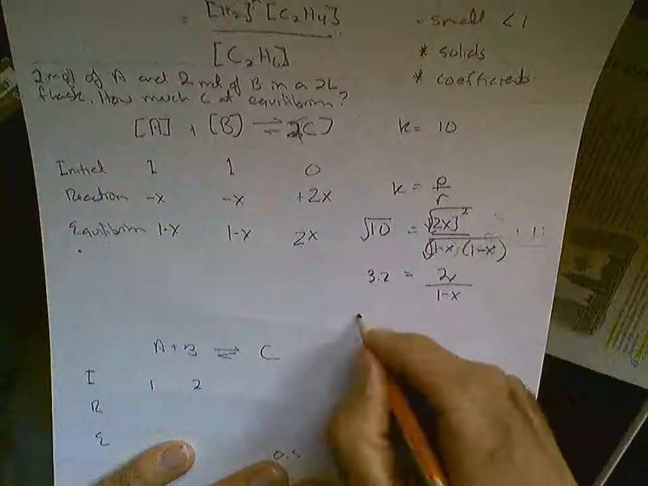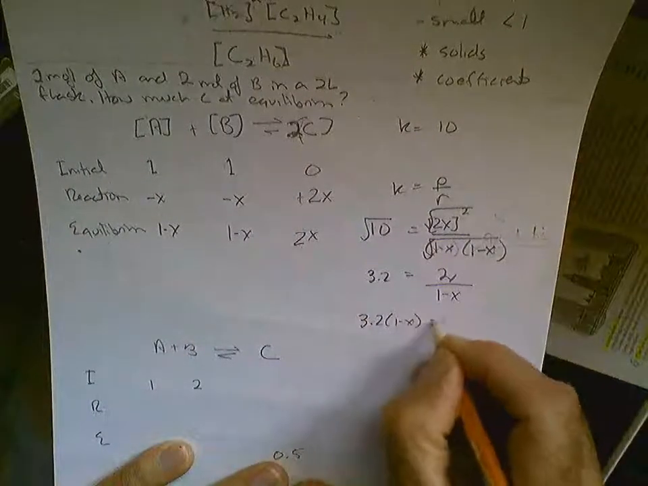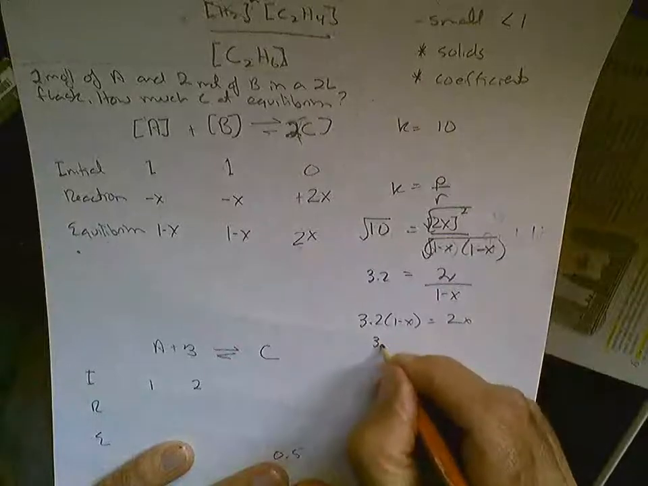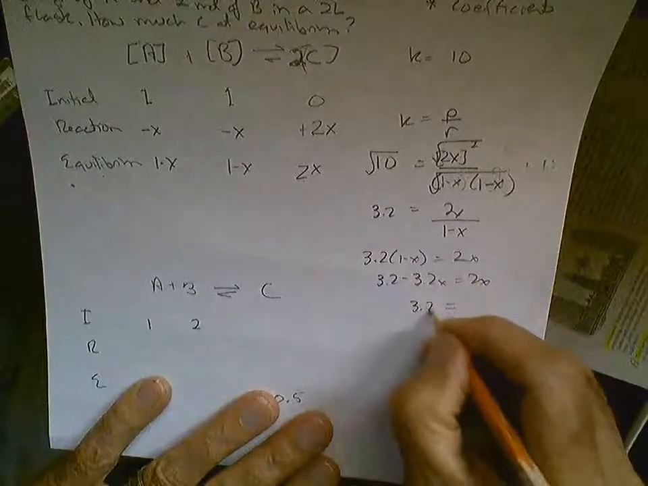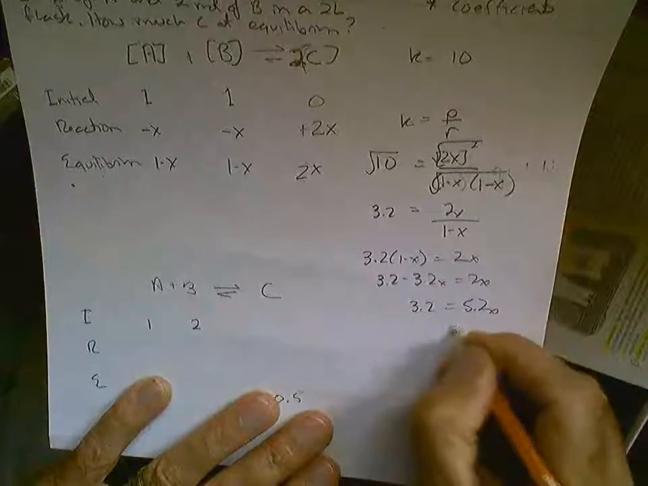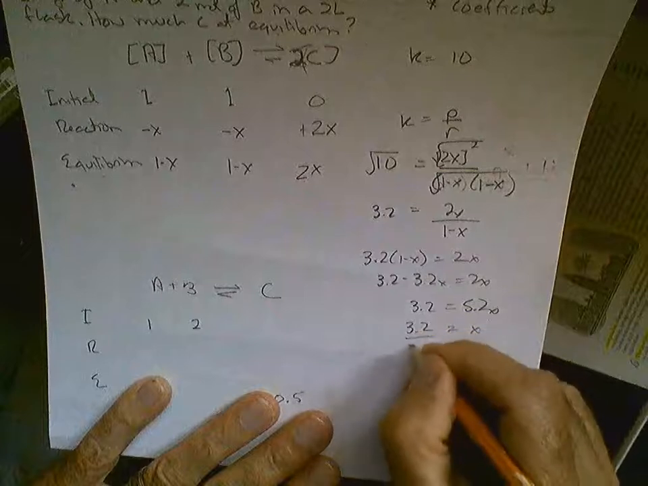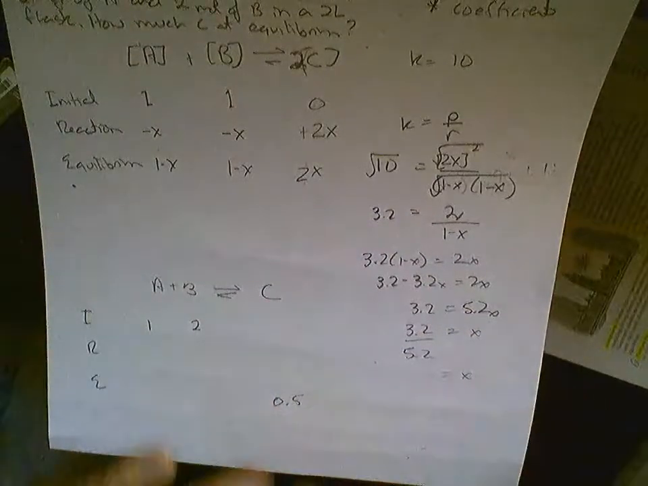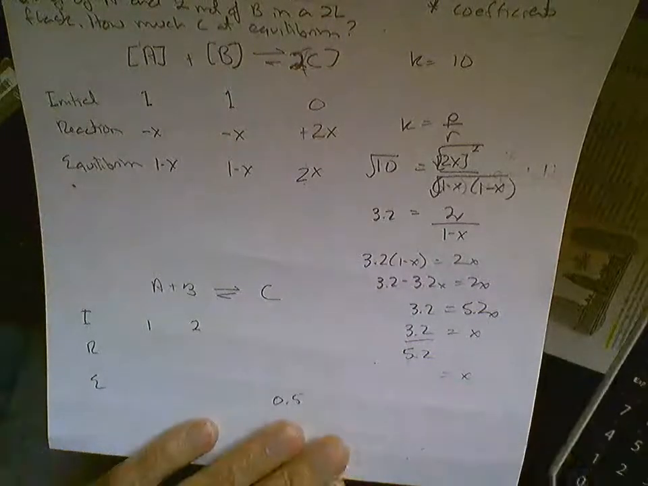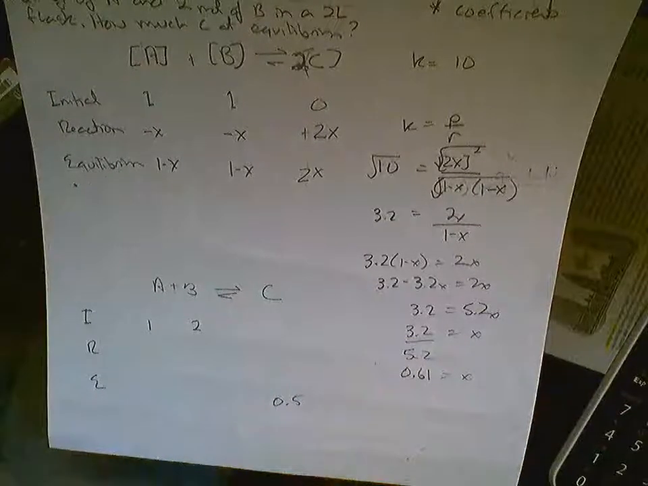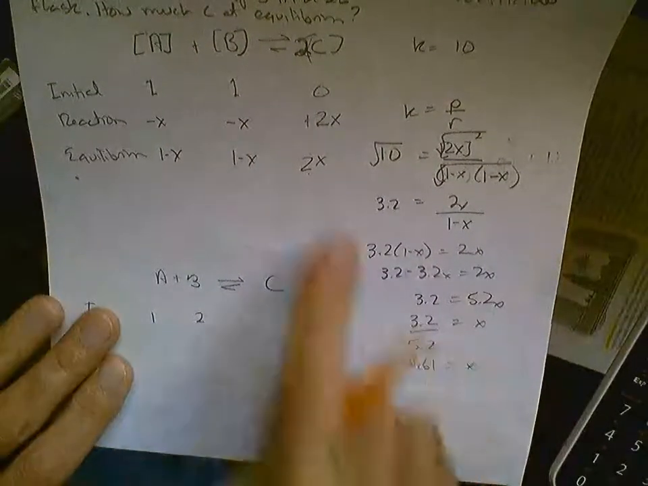Now I rearrange the formula. I'm going to bring this up over here. 3.2 times 1 minus x equals 2x. 3.2 minus 3.2x equals 2x. I'm going to bring the negative 3.2x over. 3.2 equals 5.2x. X equals 3.2 over 5.2. And that equals about 0.61.